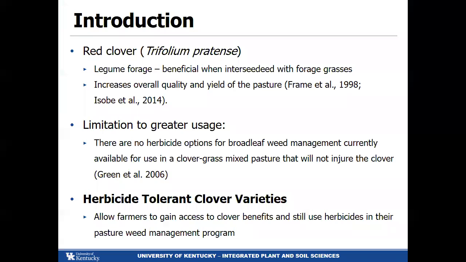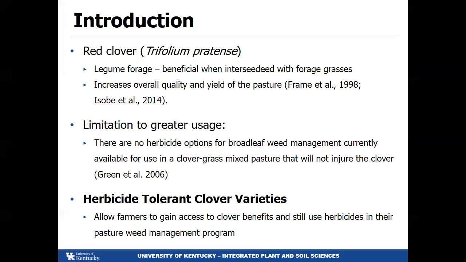Red clover is a legume species commonly utilized as a forage, and as such, it provides nitrogen fixation. This nitrogen fixation enhances the soil environment and benefits both the clover and the companion crop. It becomes very beneficial if you're interseeding clover in a grass pasture, because the enhanced soil environment will end up increasing the quality of the forage and the yield of the pasture overall.